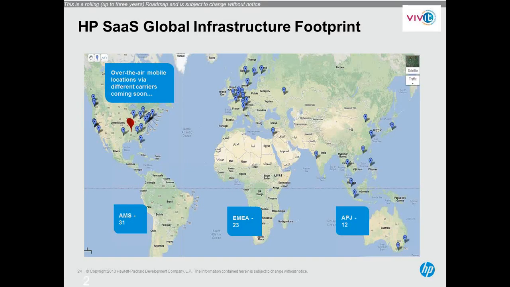HP has rolled out a large global infrastructure based on our many SaaS data centers across the world. We have many points of presence in the region, and gradually we are introducing the over-the-air mobile locations via different carriers across this network.